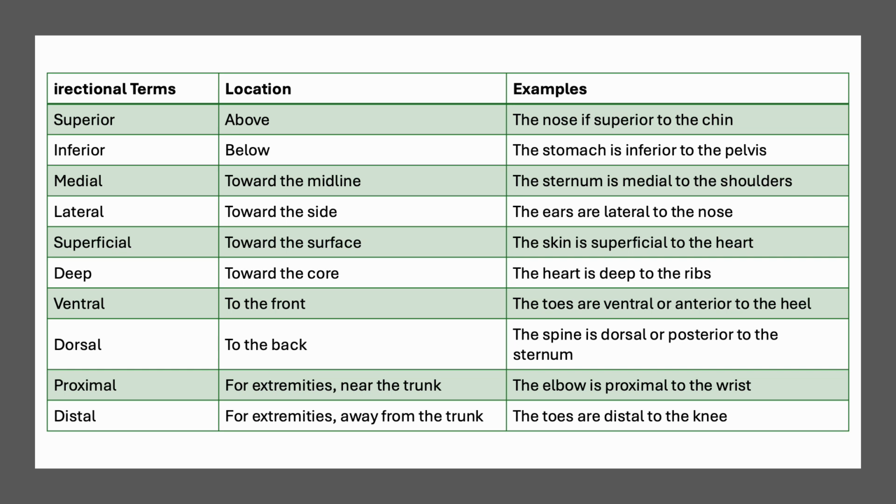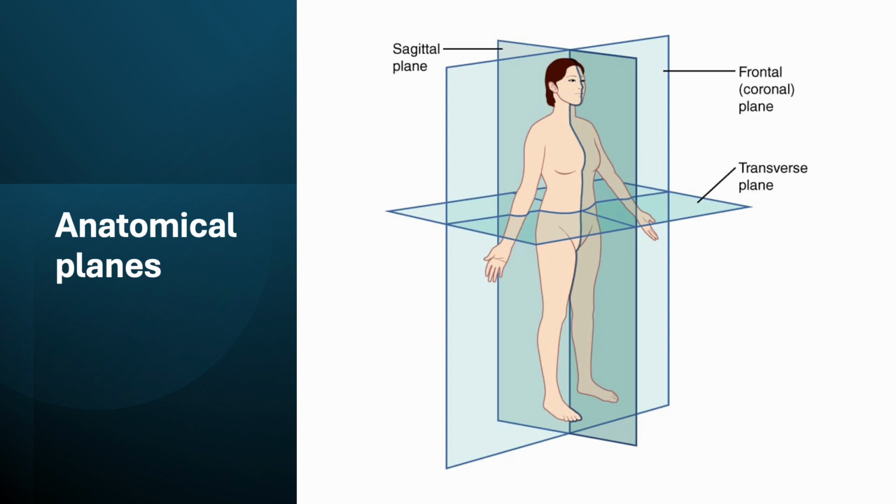Ventral is to the front, mostly used in the prenatal stage. The toes are ventral, or anterior, to the heel. Dorsal is back. The spine is dorsal, on the posterior side. Proximal is near the trunk region. We can describe that the elbow is proximal to the wrist, and distal is for extremities away from the trunk, that is the toes are distal to the knee.